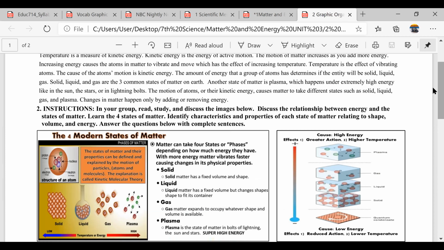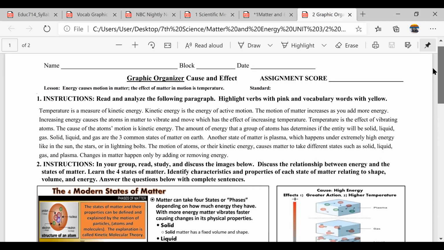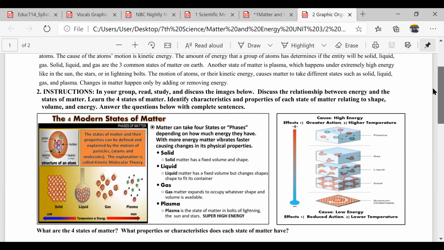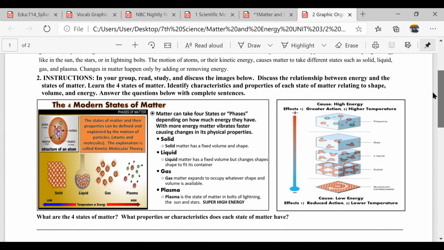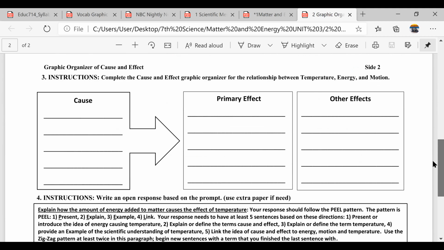And the last one that I'll show you is a graphic organizer for cause and effect. So we have a small paragraph to read, and we're looking again for processes or verbs and vocabulary words. And then we're going to have a graphic image of what's talked about above. And we're going to, in our groups, study and discuss this, and then I give them prompts for particular things to read and understand. And then we're going to talk about what is the cause of hot and cold? What is the cause of temperature?